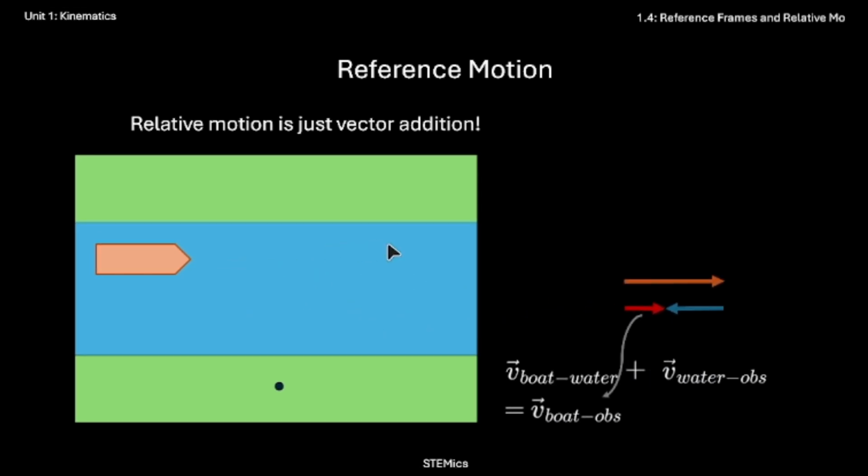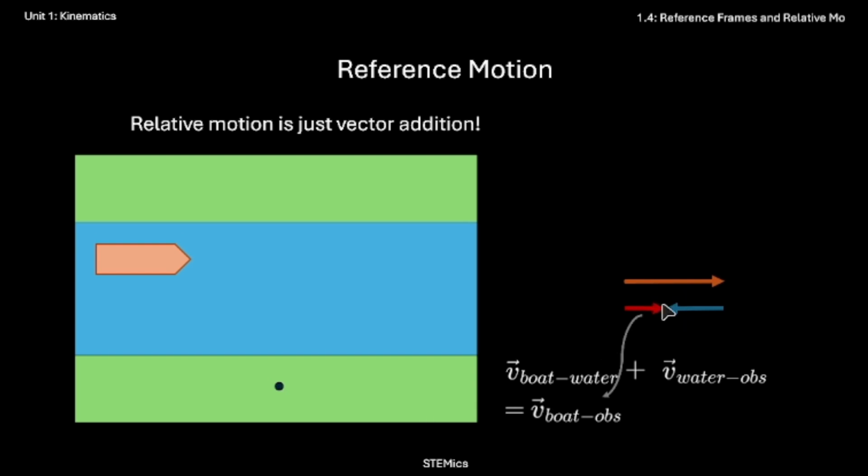So if we add the velocity of the boat with respect to the water, which is this top orange vector here, imagine if the water was still, this is how fast the boat would be moving. And then when you add the vector of the water, that is with respect to the observer right here, with this blue vector here, we get that the velocity of the boat with respect to the observer is this little red vector here. It's vector addition.